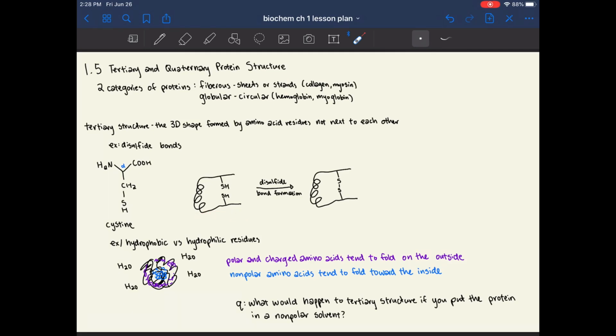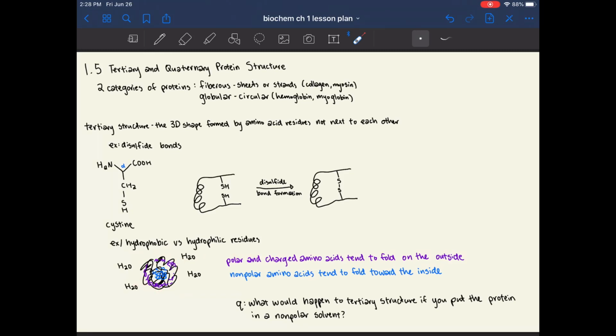If you have two cysteine residues in your protein, here I've drawn an alpha helix to show that these two cysteine residues are not next to each other. They can be very far away in primary structure. This can undergo disulfide bond formation, which leaves a covalent bond between these two cysteine residues. So now, although they are not next to each other, they're connected, which locks the protein into this shape.